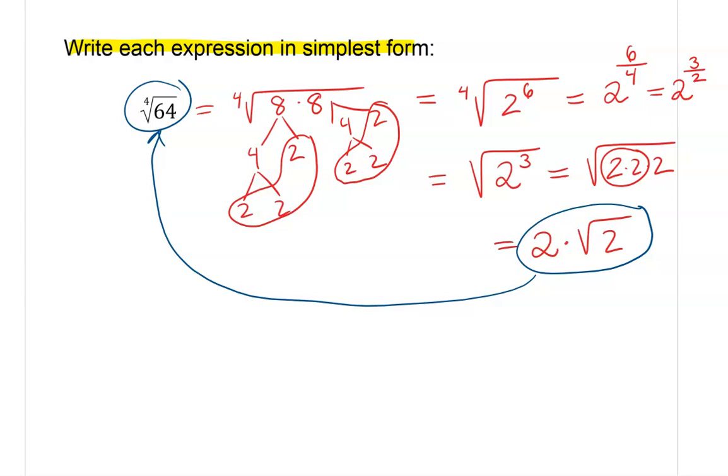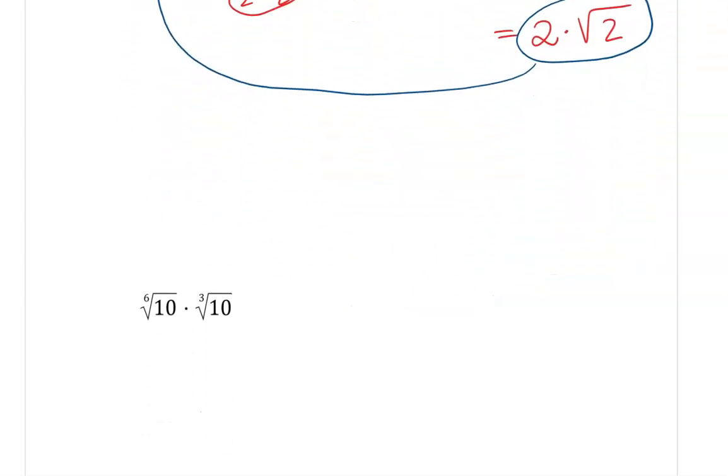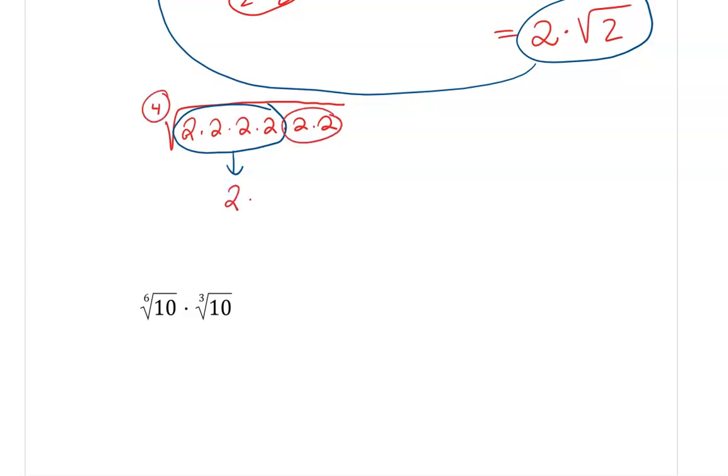Another way you could have thought about this one is you could have said, well, I have 6 twos, right? And they're underneath a 4th root. So I could take out 1 two, right? And then that would be the 2 that comes out. And then I'd have the 4th root of 2 squared left over, or the 4th root of 4, if you will.